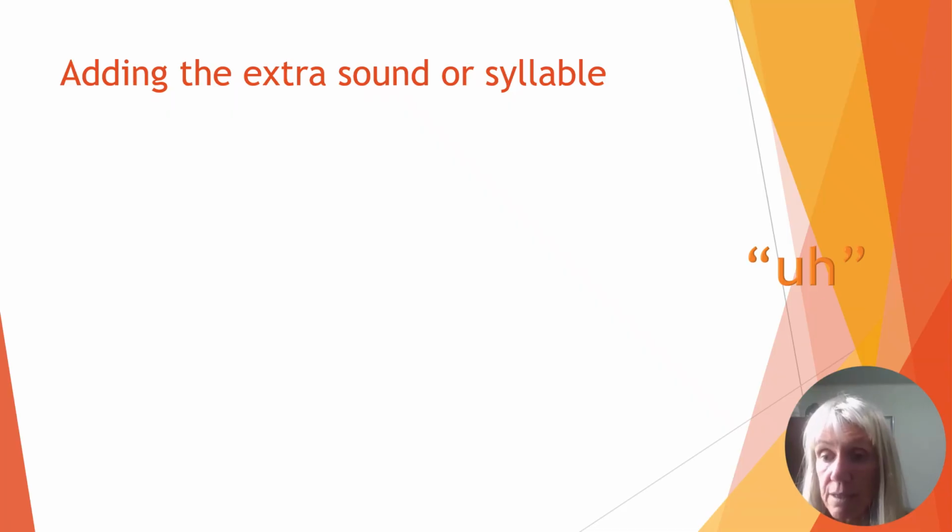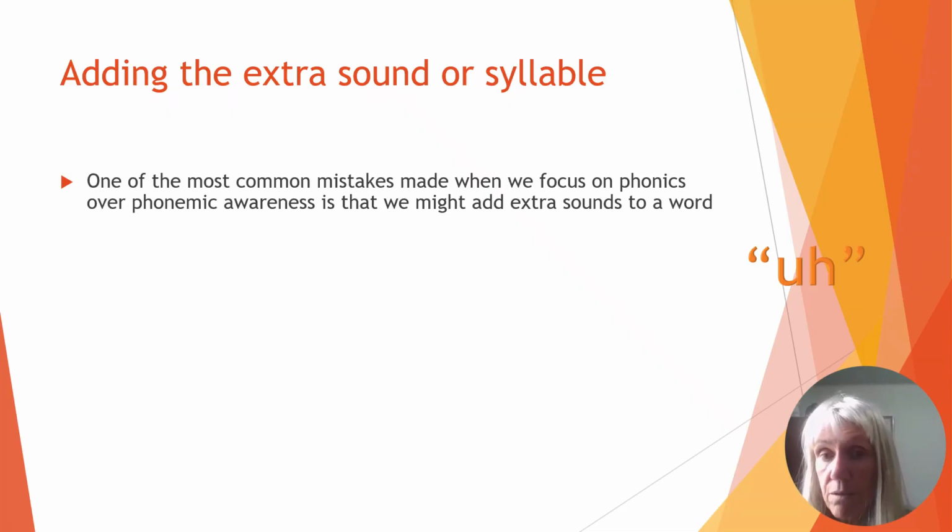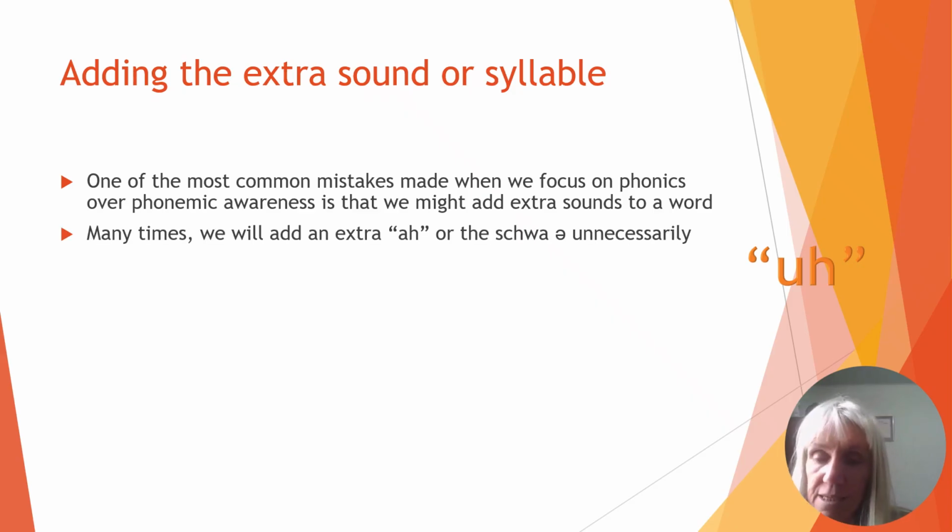One of the most common mistakes is adding the extra sound or syllable. One of the most common mistakes made when we focus on phonics over phonemic awareness or phonological awareness is that we might add an extra sound to our word. Many times we will add this extra ah, or the schwa, and that's what the sound is. It's the schwa, and you'll see it represented phonetically as an upside down e in your phonetic notation.